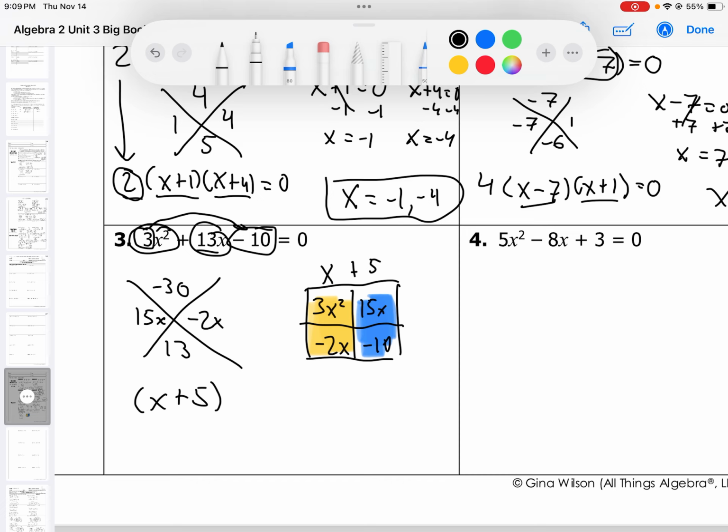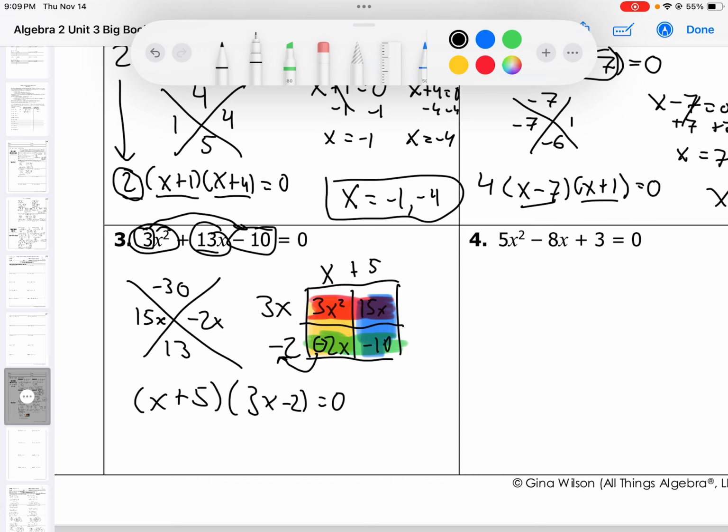Okay, then I want to see for the rows, what do 3x squared and 15x have in common? Those have 3x in common. And finally, I want to see what negative 2x and negative 10 have in common. Those have a negative 2 in common. It's negative because the one that it's next to is negative. So this negative 2x makes it a negative 2 here. So 3x minus 2 is my other factor.